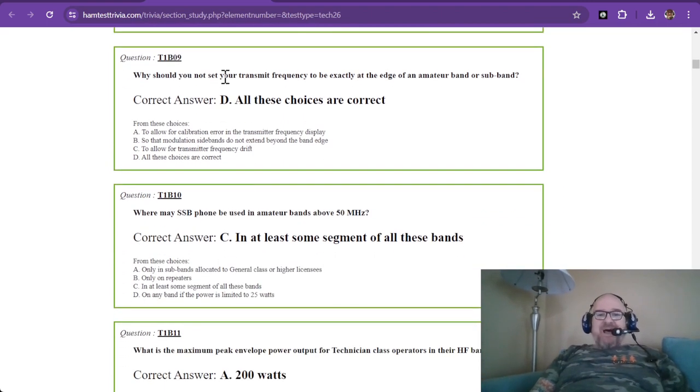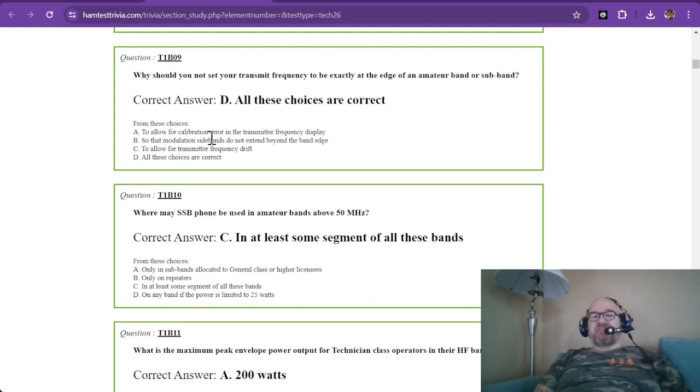Why should you not set your transmit frequency to be exactly at the edge of an amateur band or subband? It says all these choices are correct. There could be a calibration error with your frequency on the display of your radio. The modulation of your sideband should not extend beyond that edge. We do not want to cross over.